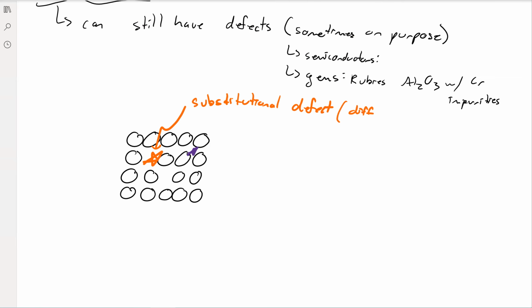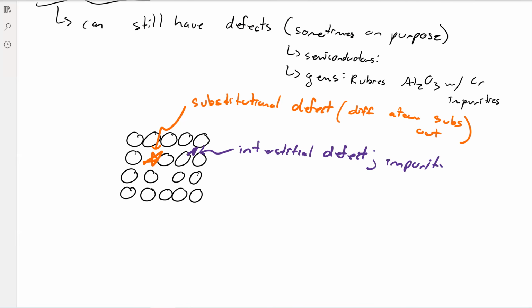In this case, a different atom subs out where another atom should be. We can see in this little defect, we have this little purple star in a place that's normally not occupied. So this is called an interstitial defect. And this is basically an impurity in a normally unoccupied space.